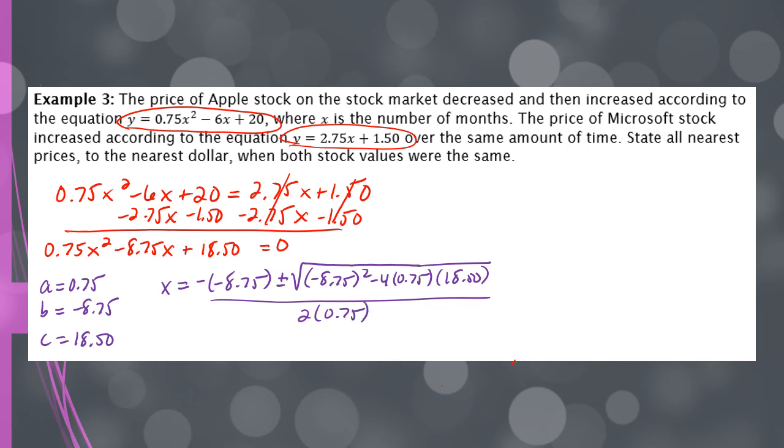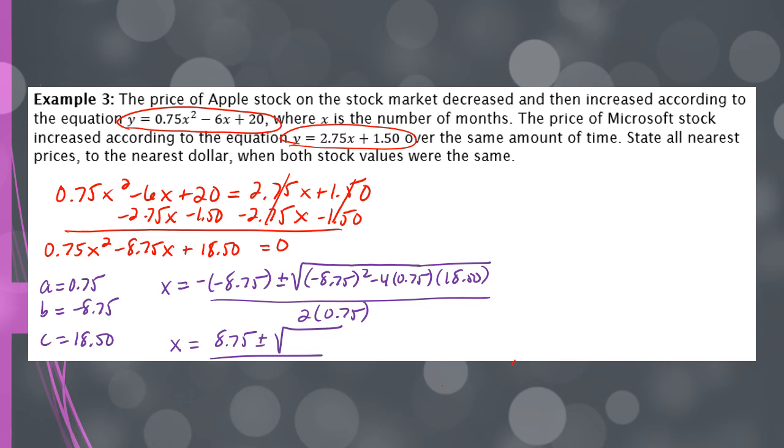So the first thing I'm going to do, just to kind of clean things up a little bit, and this part you don't need to do, it's fine. I'm going to write positive 8.75. I'm going to figure out what goes under the radical, and then we'll figure out what's in the denominator. And we'll fill that stuff in before we worry about putting anything into the calculator.